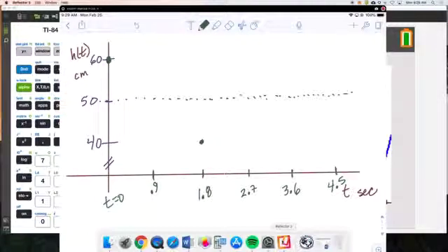All right, now let's put the points. We know that at 0.9 it should be on the axis. 2.7 should be back on the axis. 3.6 should be up high again. And 4.5 should be back on the axis.